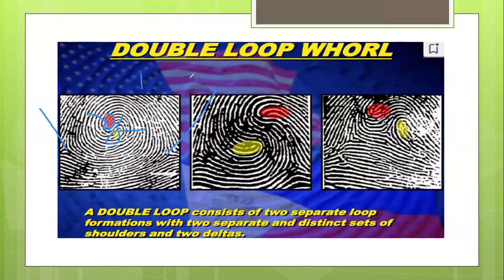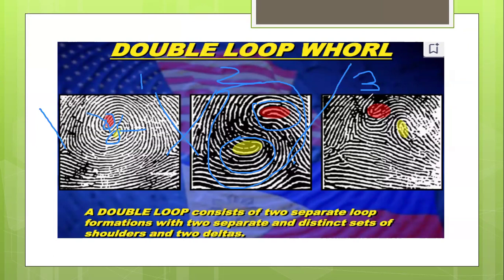Another example, this is 1, 2, and 3. Kung titingnan natin, ito, this is a loop pattern and loop pattern. So, dalawa sila, double loop. They are separate loops. Yan po. Kaya nga, two distinct and separate loops within the pattern area. Kung titingnan natin, ito po yung pattern area. Of course, i-determine natin yung delta. Ito po yung delta.